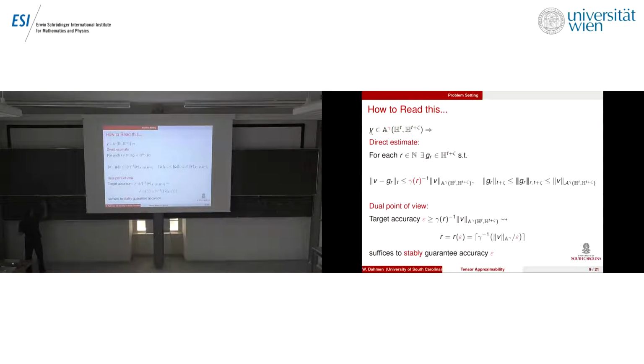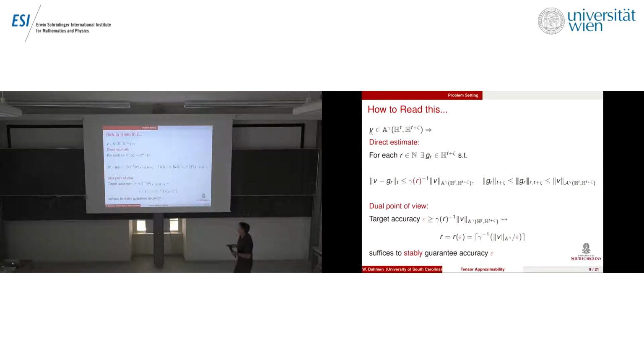It is the inverse function of gamma applied to this: the stability norm, that is the sparsity norm of the approximated function, divided by the accuracy epsilon. That's the inverse function. I'll give examples of this. For instance, in the exponential case, the inverse function is something like a logarithm. And in the algebraic case, the inverse function is again an algebraic rate, but with 1 over alpha. So as alpha is large, the inverse rate is small.